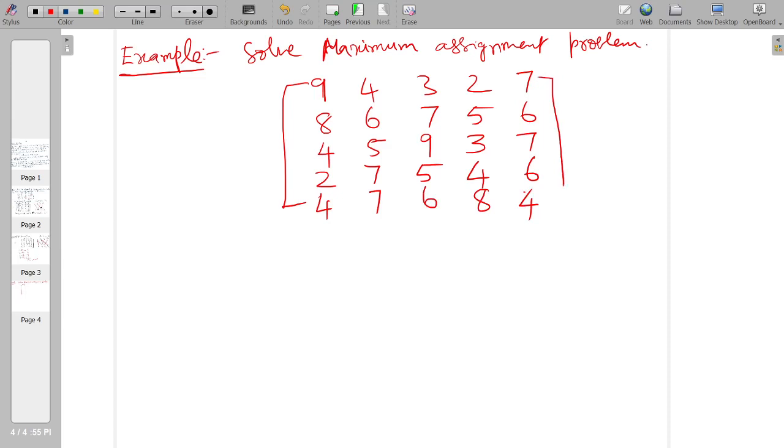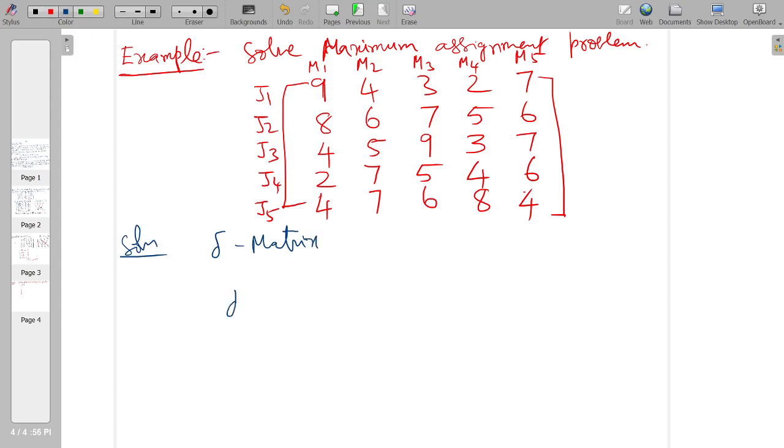Okay. So now you have 5 jobs and 5 machines, M1, M2, M3, M4, and this one would be M5. I'll have 5 jobs, J1, J2, J3, J4, and this one would be J5. Okay, so now what I will do is I will form the delta matrix.